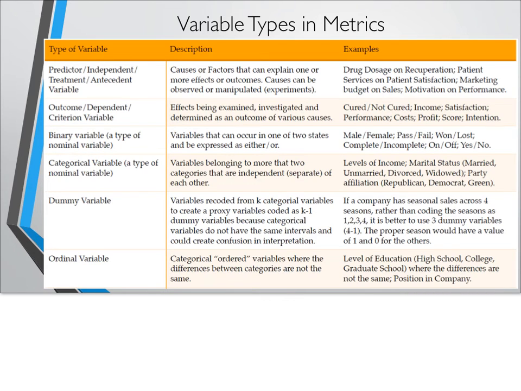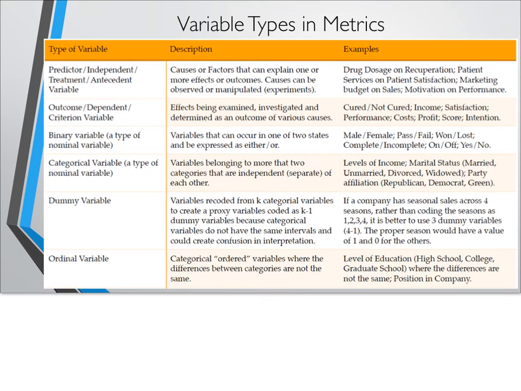If it's an experiment, you manipulate it. For example, when a placebo is given versus a real drug is given, that's a manipulation of an independent or a treatment variable to look at the impact on the patient's well-being or feeling of well-being. Examples: drug dosage on recuperation, patient services on patient satisfaction, marketing budget on sales, the impact of motivation on performance. These are all predictor or independent or treatment or antecedent variables that will impact the outcomes such as recuperation, patient satisfaction, sales, or performance. Then you've got outcome, dependent, or criterion variables.